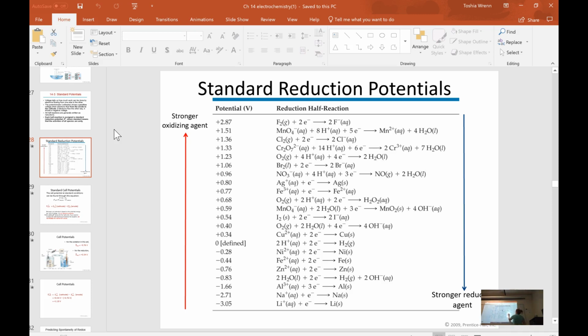This has a standard cell potential of plus 2.87. I probably need to write the other way to make it actually work out. This would be negative 1.36. This one would work out.